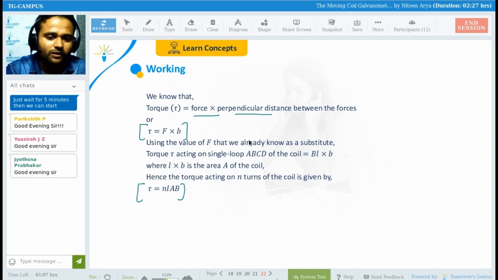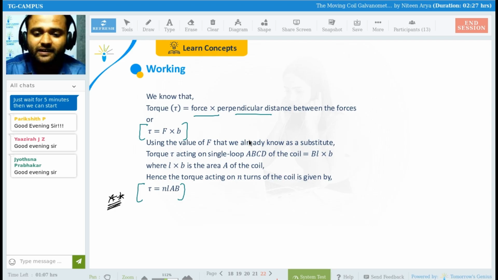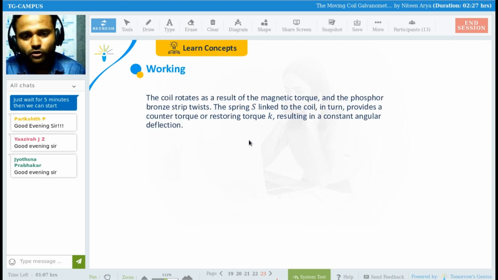I already explained this torque in the previous class also. So that is not a big problem, NIAB. The main thing is in the advancement. The coil rotates as a result of the magnetic torque. Okay, this coil is going to rotate.